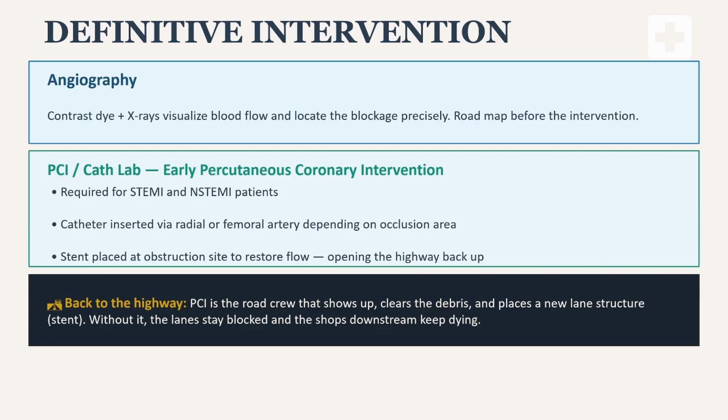In the hospital, definitive treatment is percutaneous coronary intervention, or PCI. So first, we do an angiography. It kind of gives us a roadmap using contrast dye and x-rays to see exactly where the blockage is. Then in the cath lab, a catheter goes in via the radial or femoral artery, navigates to the occlusion, and places a stent. This is like the highway crew showing up, clearing the debris, laying down a stent, and reopening that lane.